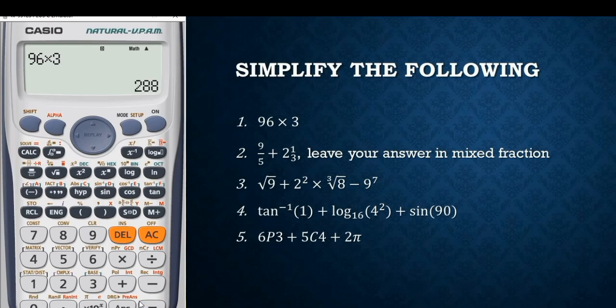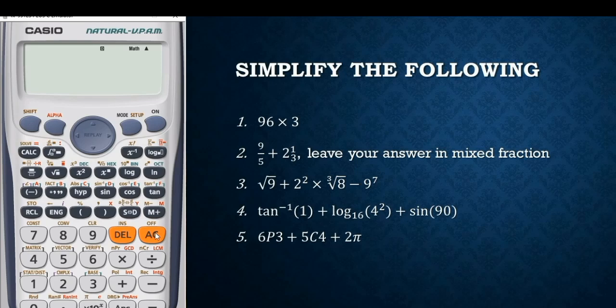And for our second question, we have a fraction of 9 out of 5 plus 2 whole number 1 out of 3. And the question is demanding us to leave our answer in a mixed fraction form. So I will have to input the whole expression into the calculator and then tap on my equal to. Afterwards, I subsequently convert it into the mixed fraction as required by the question.